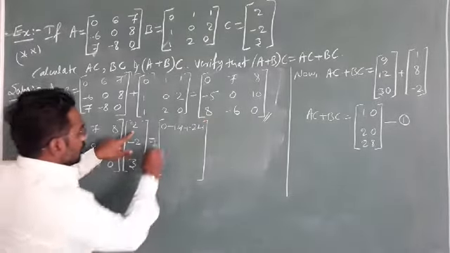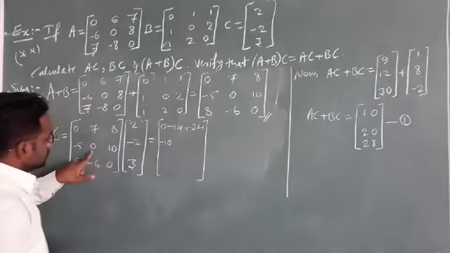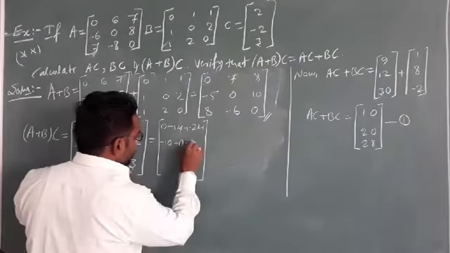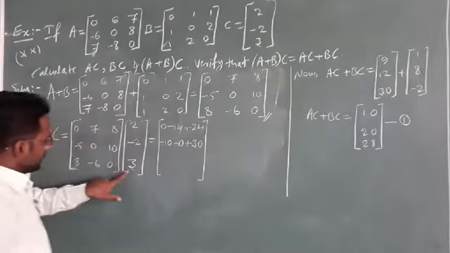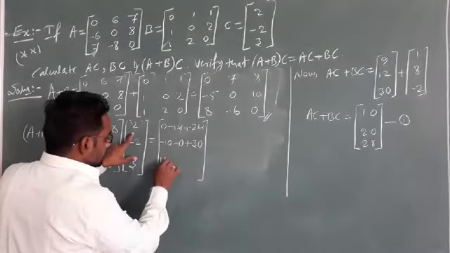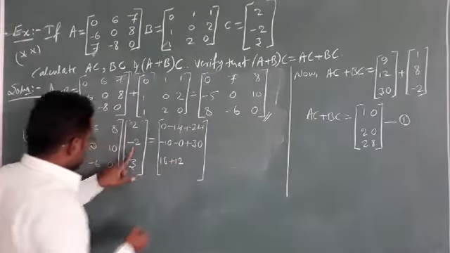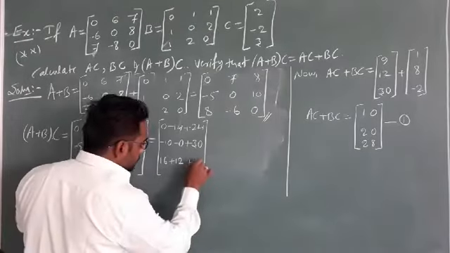Minus 5 into 2, minus 10. 0 into minus 2, that is 0. 10 into 3, plus 30. Next, 8 into 2, 16. Minus 6 into minus 2, plus 12. 0 into 3, that is 0.